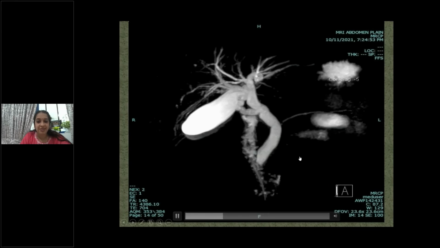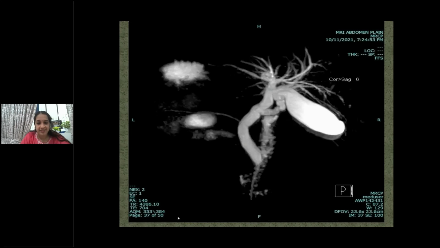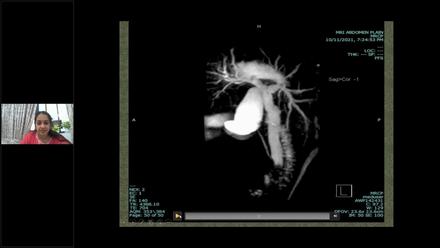Thank you, Dr. Raj Kumar. Sir is showing a video also. Okay, fine. No, this is just an image from MRCP showing a 3-dimensional view. Thank you.